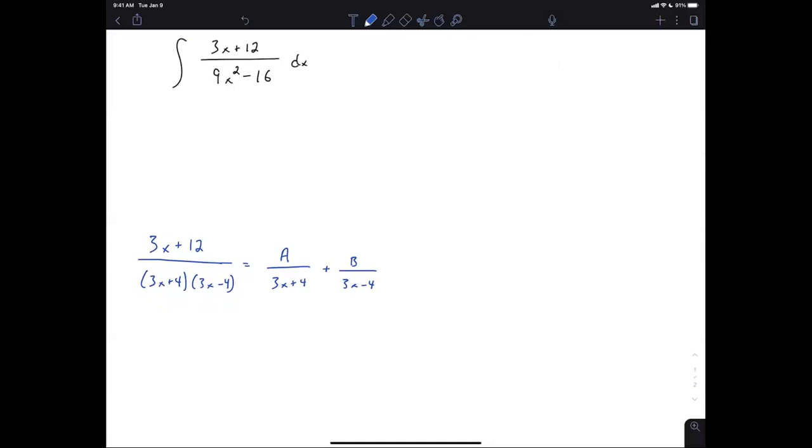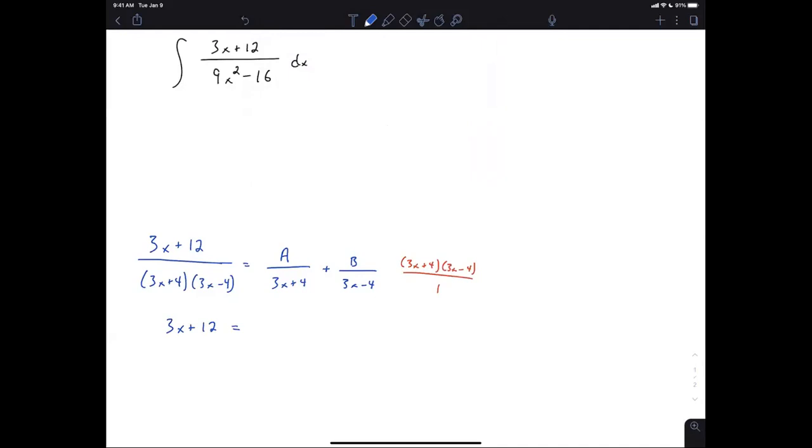That's fine too. Okay, so then we're going to clear the fractions. To do that, you multiply by the common denominator. So you multiply by 3x plus 4 times 3x minus 4 over 1. And that distributes on the right-hand side and it multiplies on the left-hand side. So on the left-hand side, both factors in the denominator cancel. So you get 3x plus 12. On the right-hand side, this 3x plus 4, 3x minus 4 distributes.